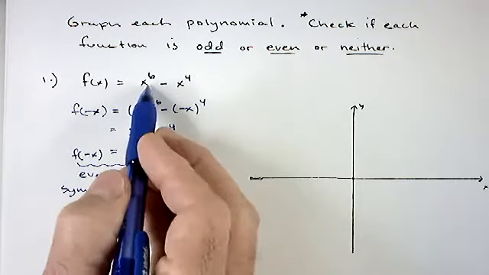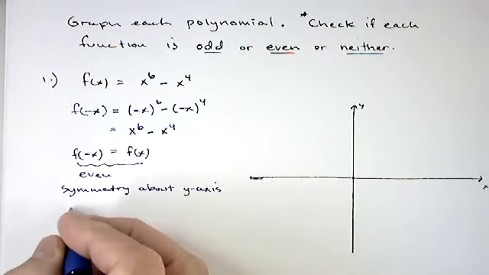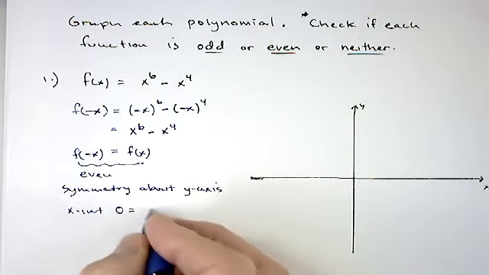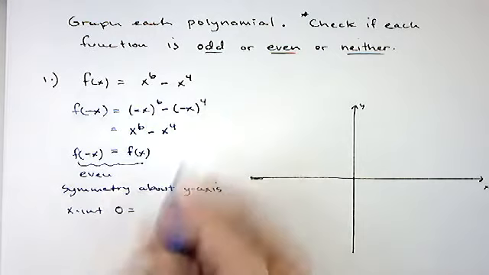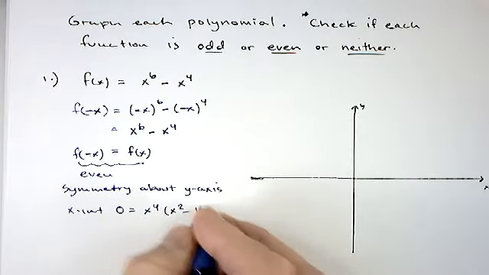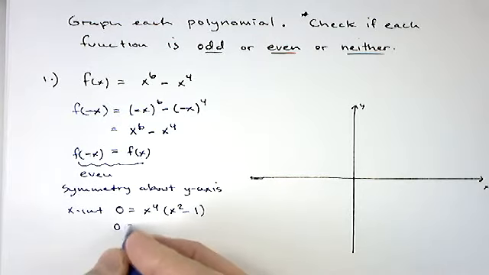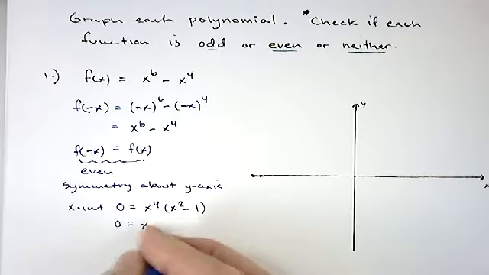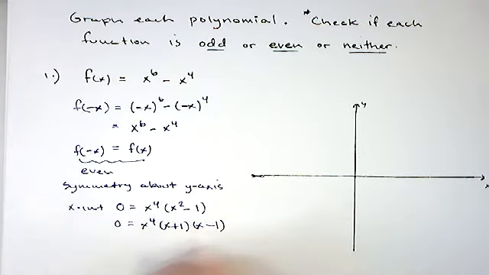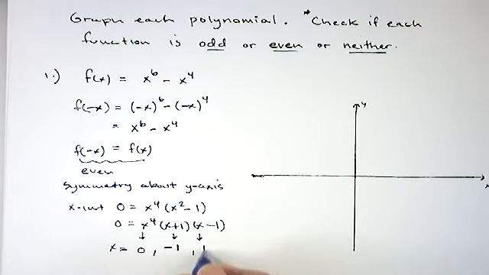You would start by finding your x-intercepts. My x-intercepts, if I set y equal to 0 and factor out an x to the 4th, that leaves me with x squared minus 1. And I want to factor this completely. That factors into x plus 1, x minus 1. And I get x-intercepts of 0, -1, and +1.